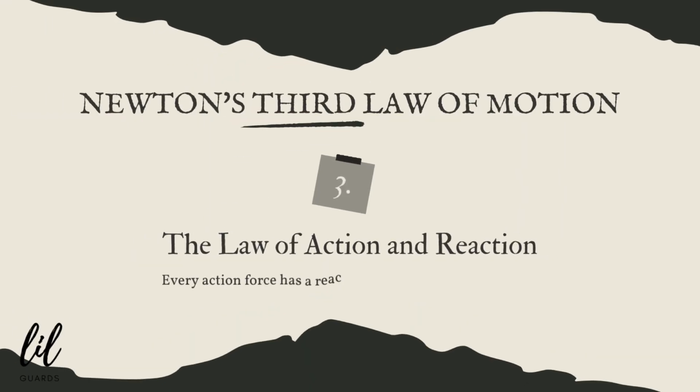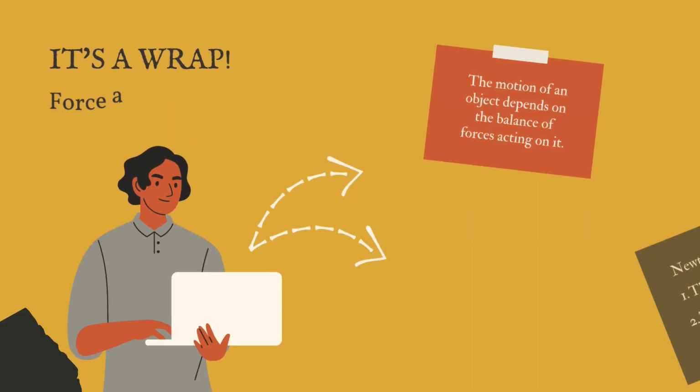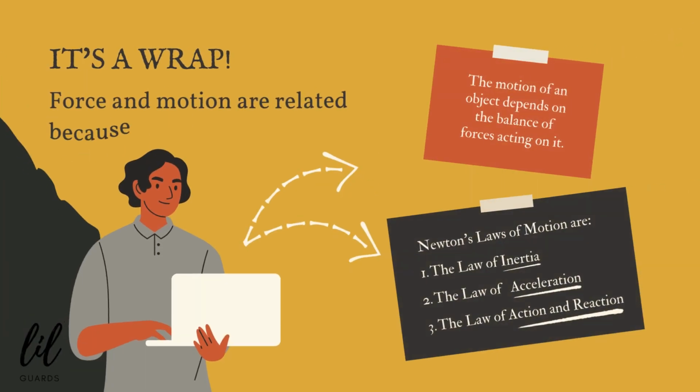Newton's third law of motion, the law of action and reaction. Every action force has a reaction force that is equal in size and opposite in direction. On a rocket launch, the shuttle exerts a downward force, and the reaction force of the same size pushes it upward. Force and motion are related because motion is a result of force.